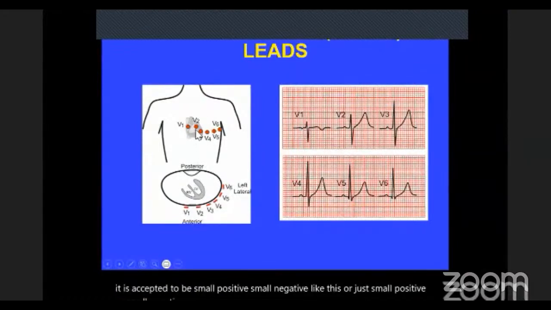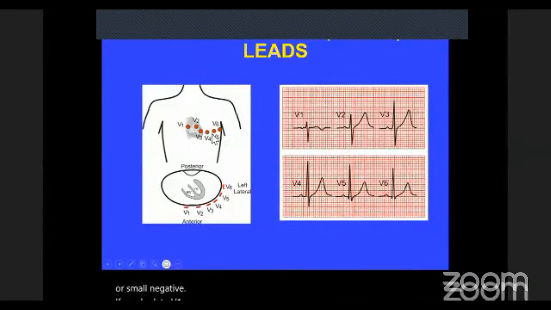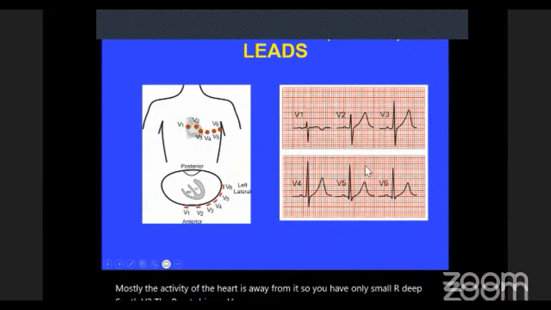If you look at V1, mostly the activity of the heart is away from it, so you have only a small r and a deep S. In V2, the r gets bigger, V3 bigger, and then more until we reach V5, which is usually the maximum r, even bigger than V6. This is called normal R wave progression. The R wave gets bigger and bigger till we reach V5, and then it's a little bit smaller in V6.